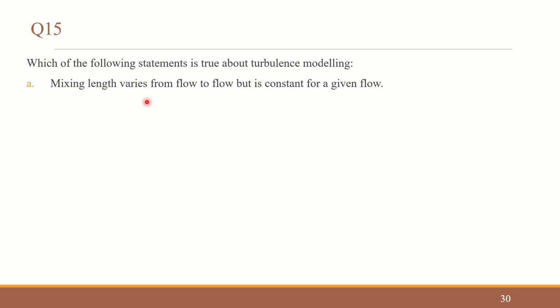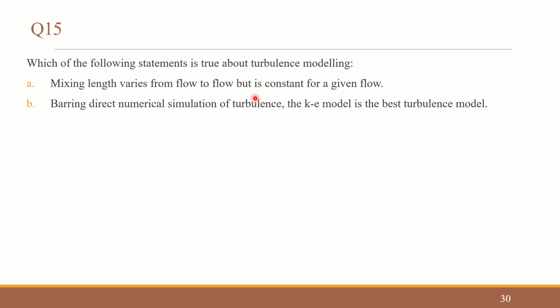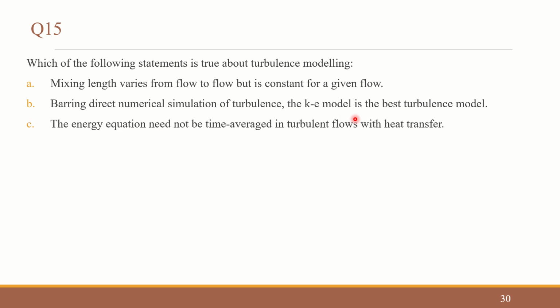Option A. Mixing length varies from flow to flow but is constant for a given flow. Option B. Barring direct numerical simulation of turbulence, the K epsilon model is the best turbulence model. Option C. The energy equation need not be time averaged in turbulence flows with heat transfer. Option D. None of the above.